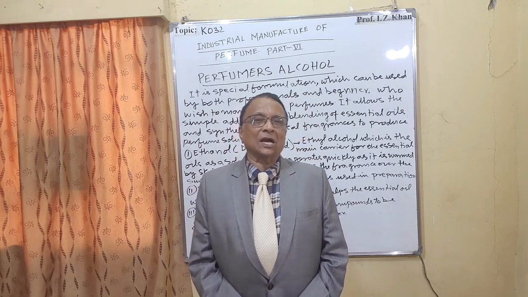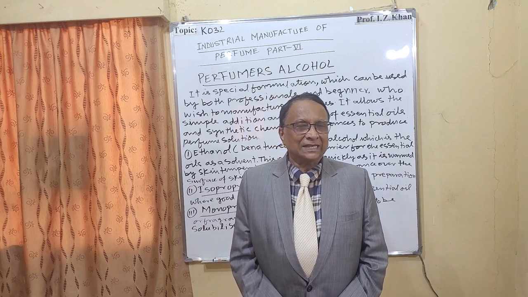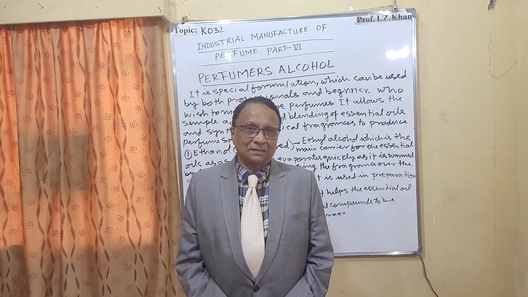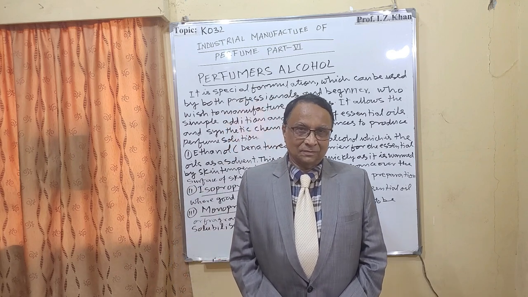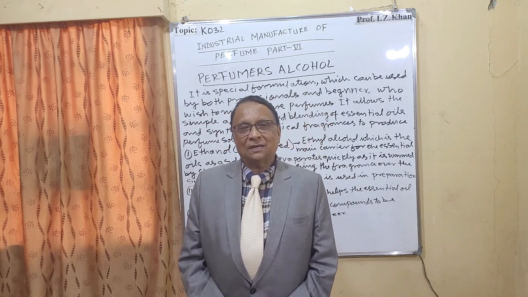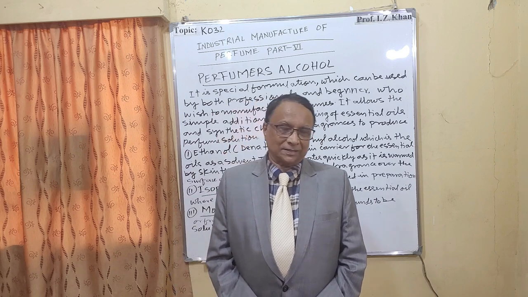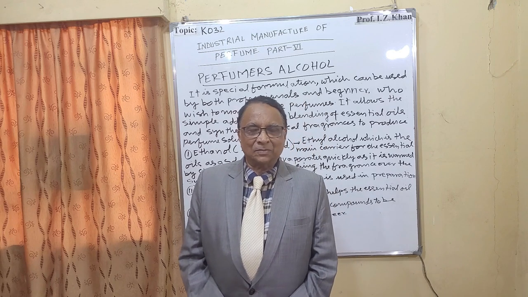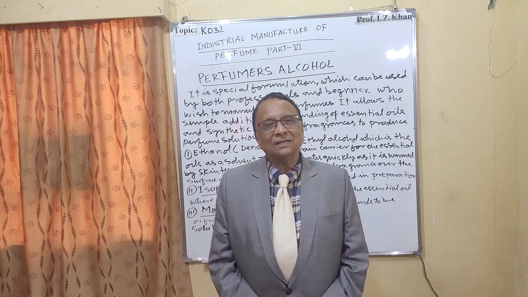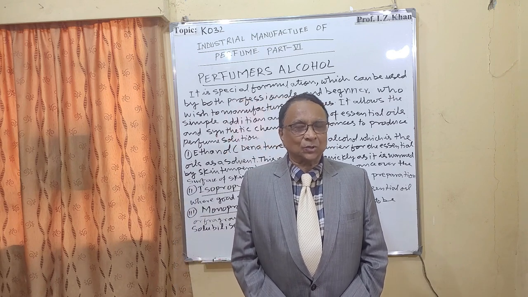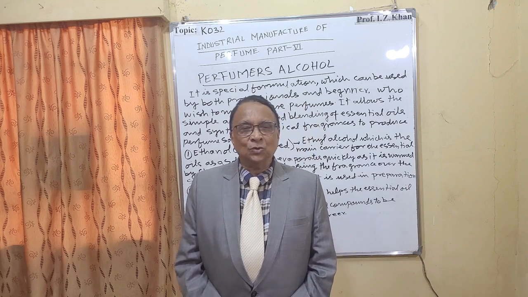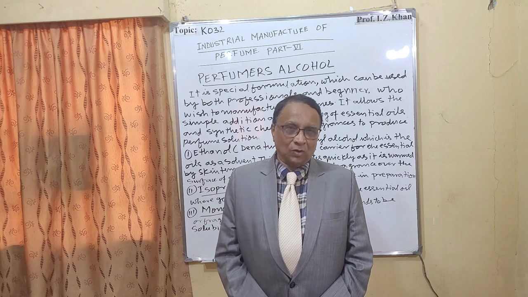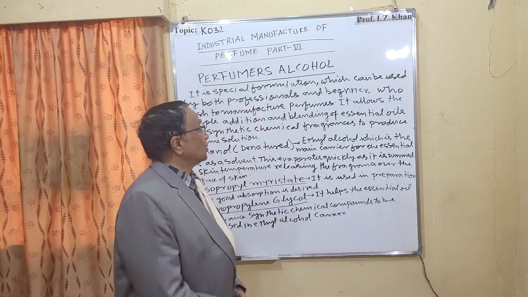The only thing is how it becomes perfumer's alcohol, just by addition of some toxic poisonous material, maybe methanol or some copper salts. Sometimes it is slightly bluish in color, sometimes cloudy. So some other toxic materials are added so that people cannot consume it as an alcoholic beverage. That's why it is called perfumer's alcohol.